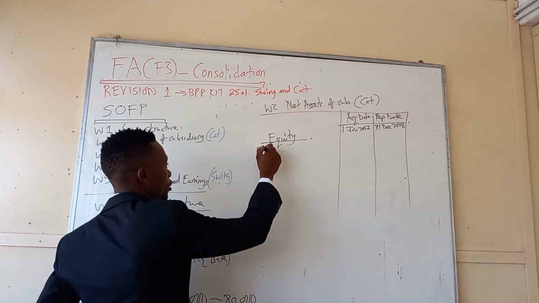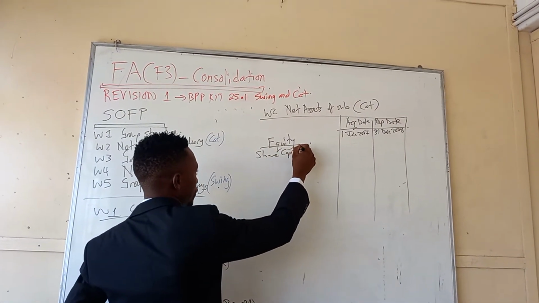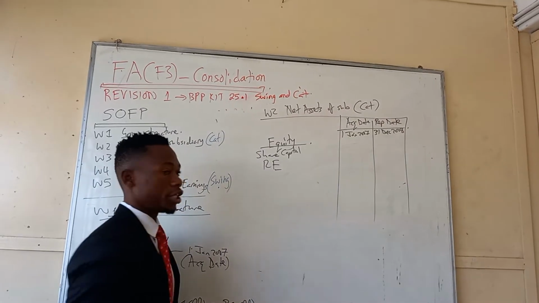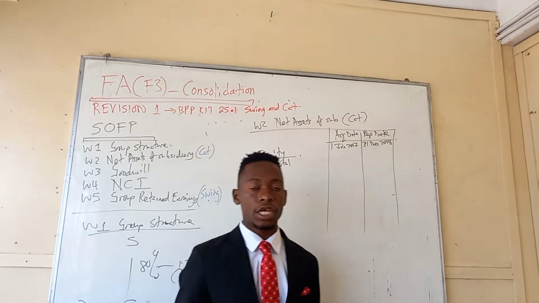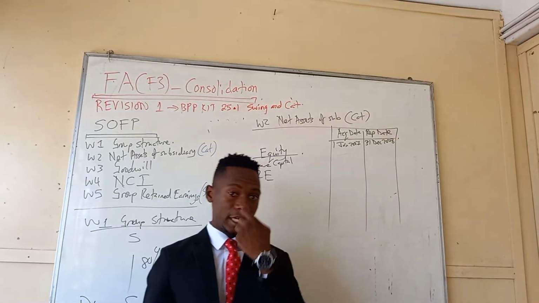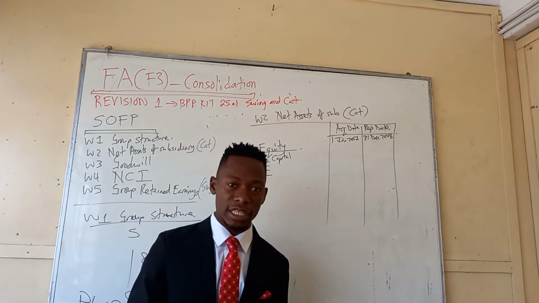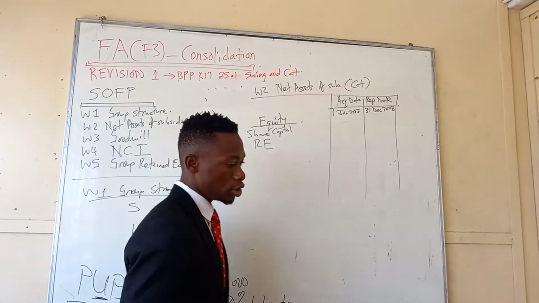We have the share capital and the retained earnings. And the information that is presented, you'll be given the information that is presented at the reporting date, meaning that at the year end, right? So what do we have?